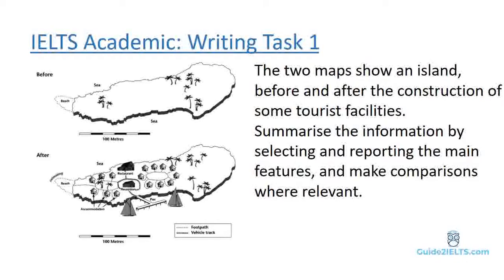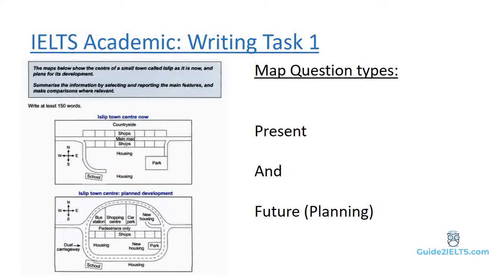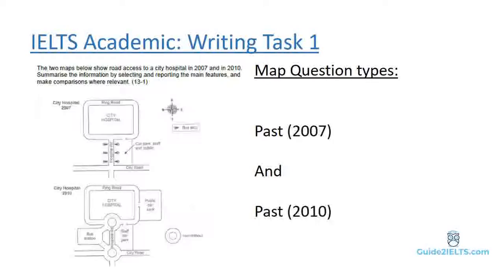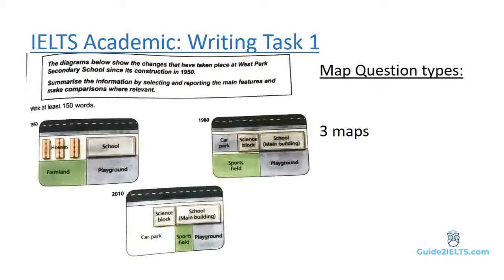Usually, there are two maps in such questions and you're required to describe and compare the two. The two maps could be of present and future. That is the layout of a place now and the plans for the future. The two maps could also be about past and present, that is how the place was in the past versus how it is now. Or both the maps could be about past, that is how they were in two different years in the past. Sometimes, although it is rare, you may get three maps or just one map.